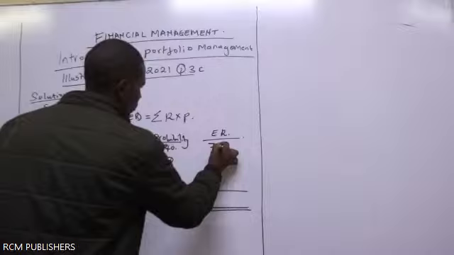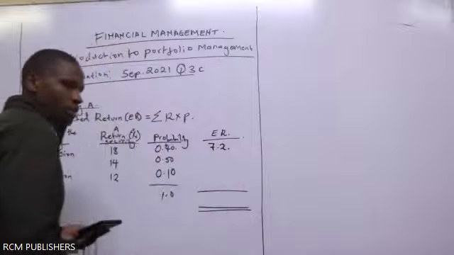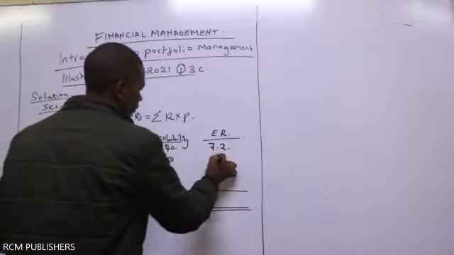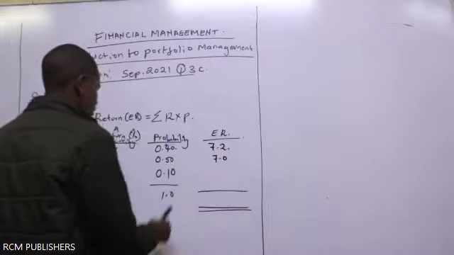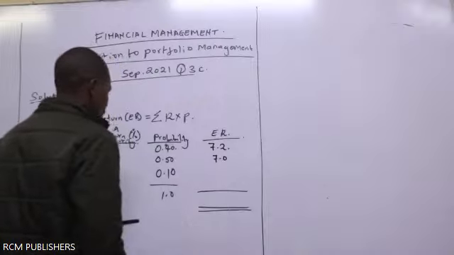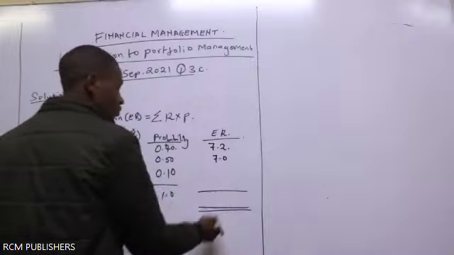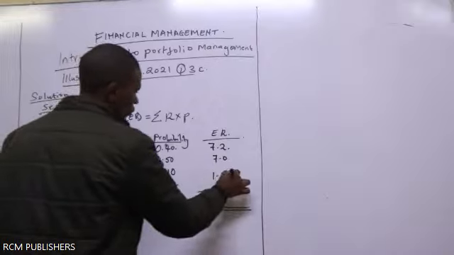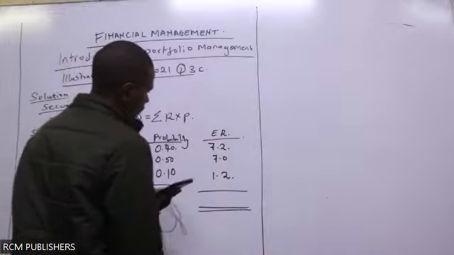The other one is 14 times 0.5, which is 7. What about 12 times 0.1? That is 1.2. And then you get the total.